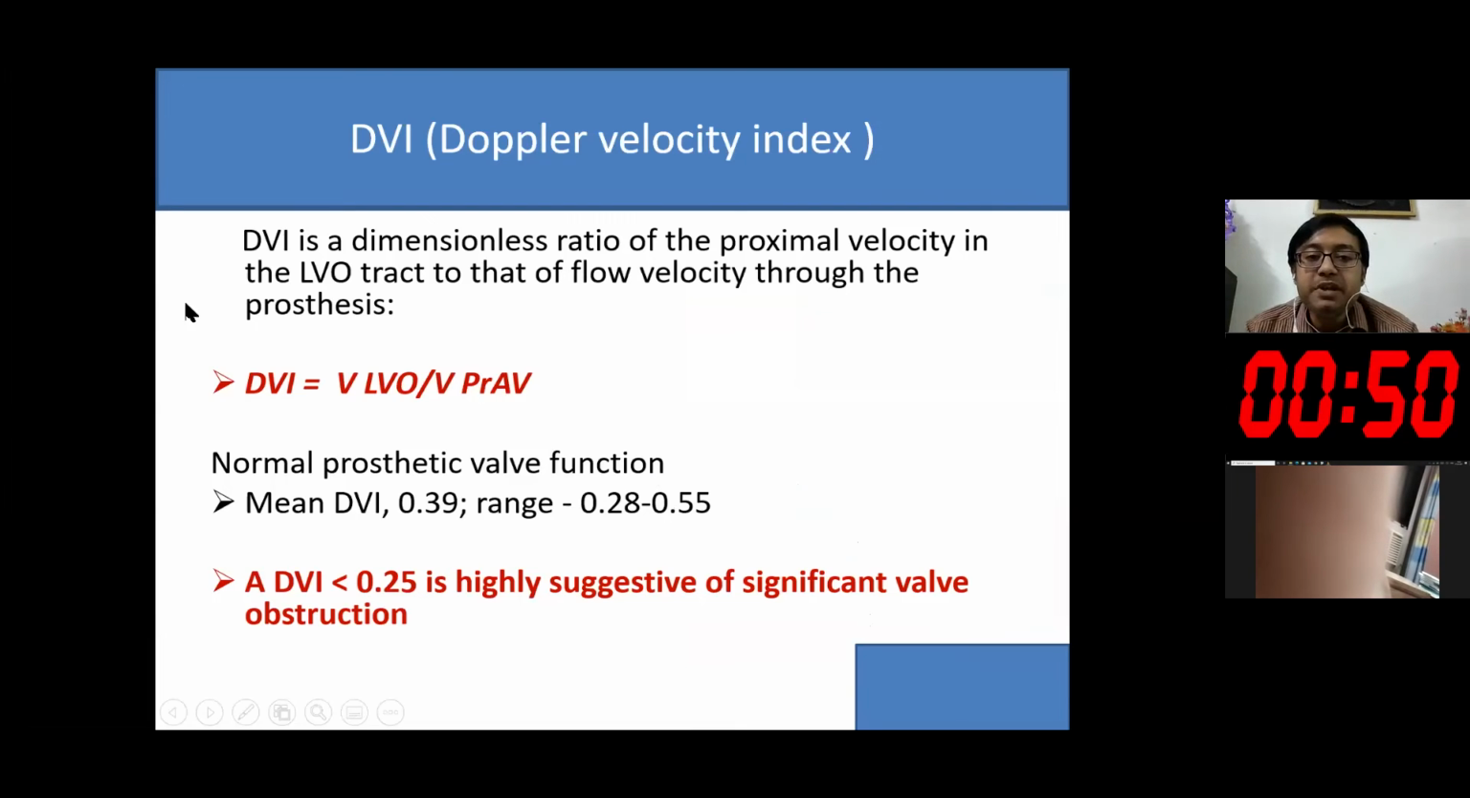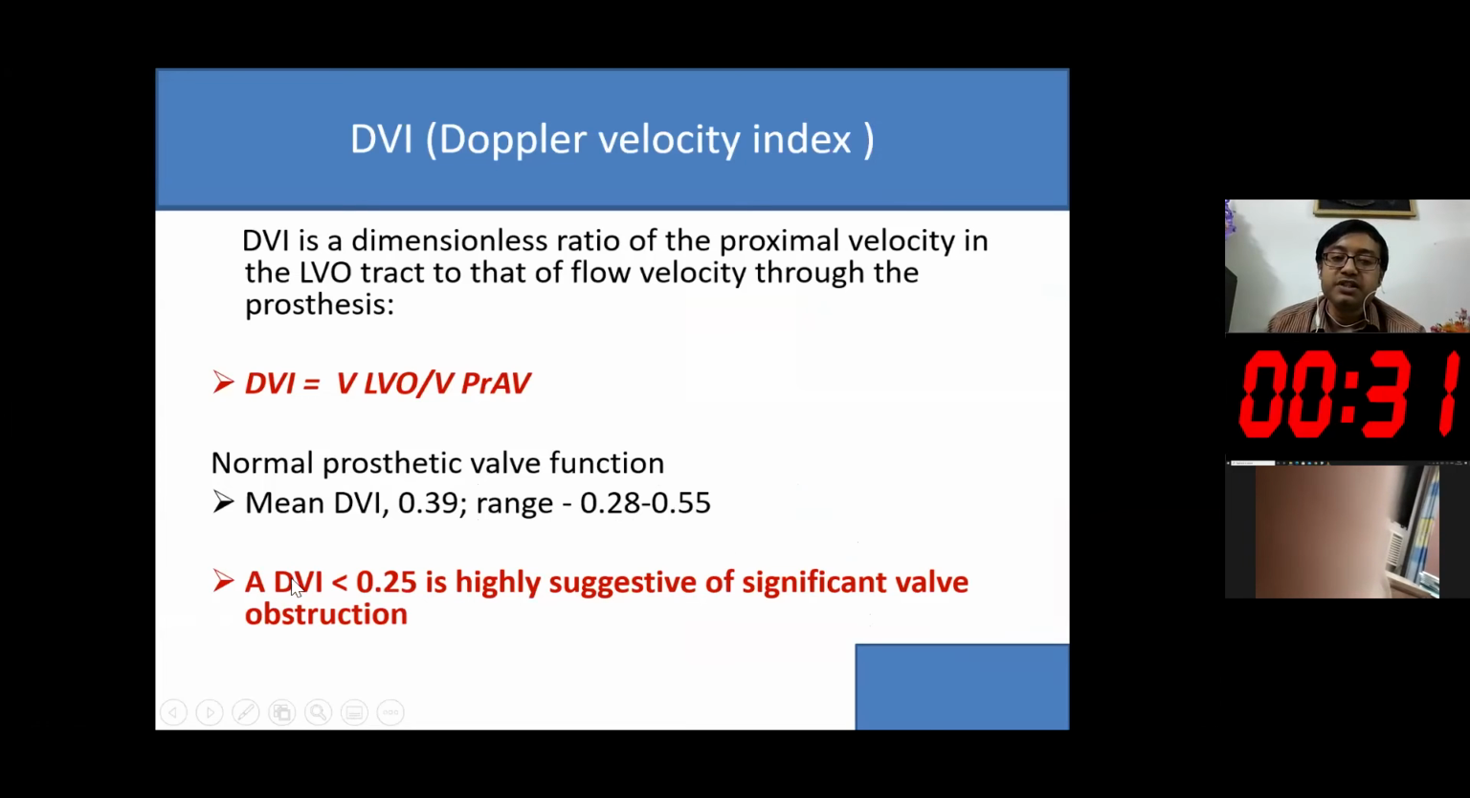So it's a very simple dimensionless index, that is the proximal velocity in the LVOT tract to that of the velocity through the prosthetic valve. In a case of normal prosthetic valve function, the mean Doppler velocity index ranges around 0.4, with a range of between 0.28 to 0.55.